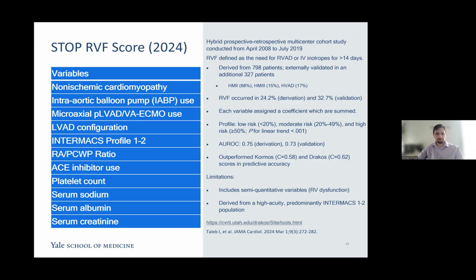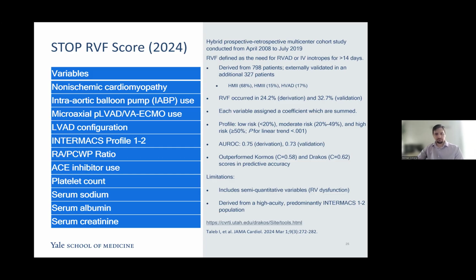But it did include HeartMate 3. There was a 15% representation of HeartMate 3 patients within it. RV failure occurred in about 24.2% of the derivation group and 32.7% of the validation group, and each variable was then assigned coefficients which are summed. The low risk group was determined to be less than 20%, moderate risk 20 to 49%, and high risk greater than or equal to 50%.